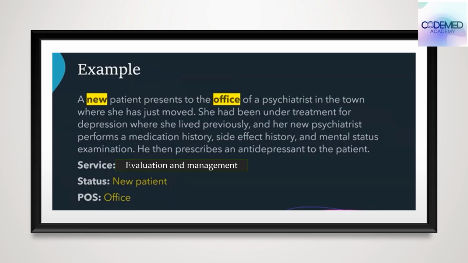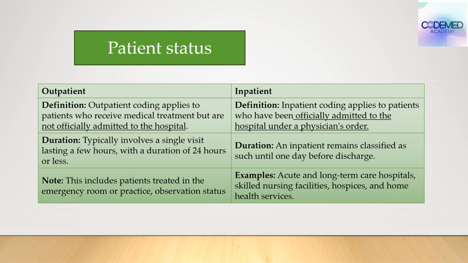So what is the service? It is evaluation and management. Status of the patient: it is a new patient. And the place of service is office. So we can derive all this information from the given documentation, and this information is very important for you to zero down the code. So let us understand the various patient statuses.